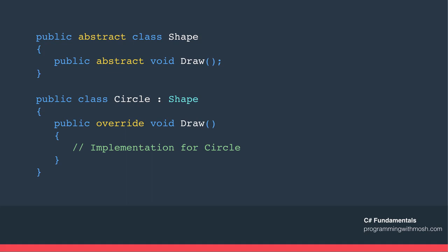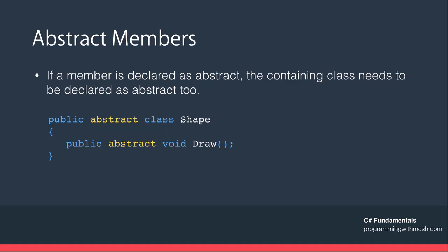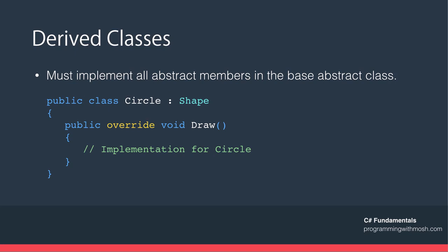Okay, now let's review a few rules that you need to know when working with abstract classes and members. The first one is that an abstract member cannot include implementation. So as you saw in the previous example, the draw method didn't have a body. It was purely a declaration. The second rule is that if a member is declared as abstract, the containing class needs to be declared as abstract too. The third one is that in a derived class, you must implement all abstract members in the base abstract class. So in this case, our shape class had only one abstract method, that was draw. If it had 3 abstract methods, you had to override all these 3 abstract methods.